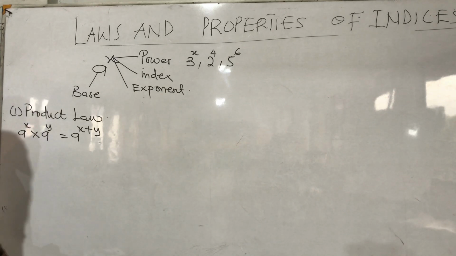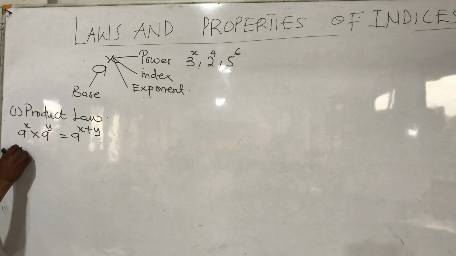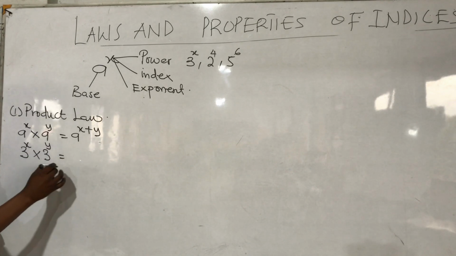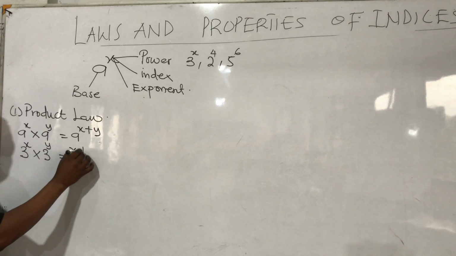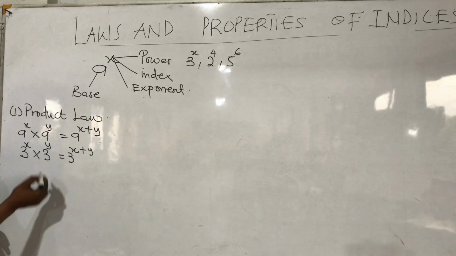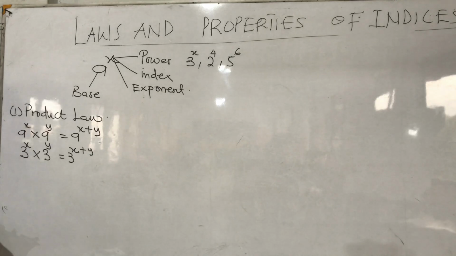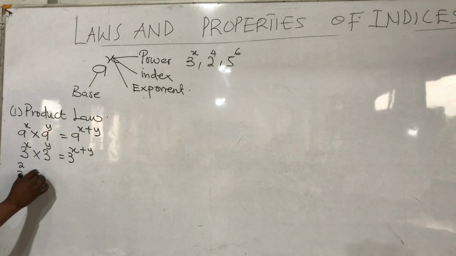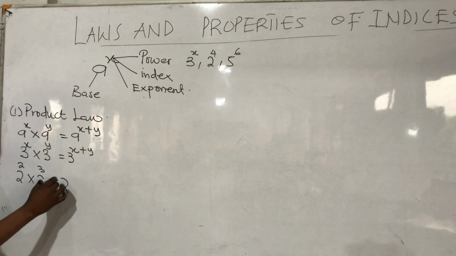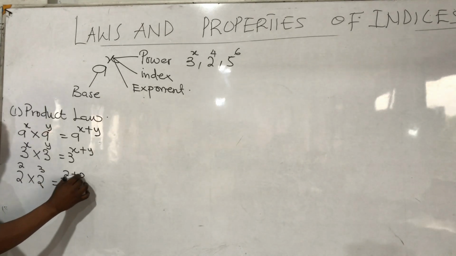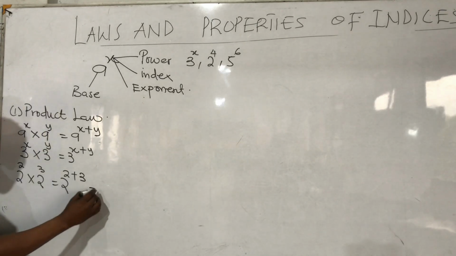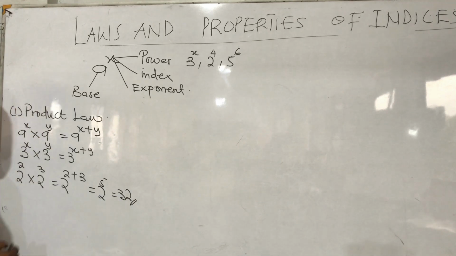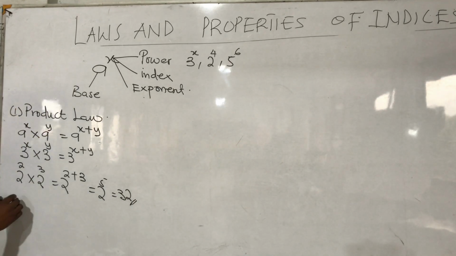Let us look at some examples under this. If I have 3 raised to the power x times 3 raised to the power y, it is the same as 3 raised to the power x plus y. All right. Another example, if I have 2 raised to the power 2 times 2 raised to the power 3, it is the same as 2 raised to the power 2 plus 3, from the law that we studied. And that will give us 2 raised to the power 5, which will give us 32.